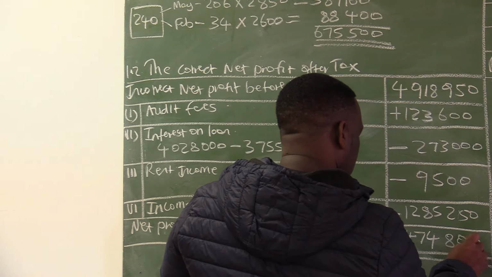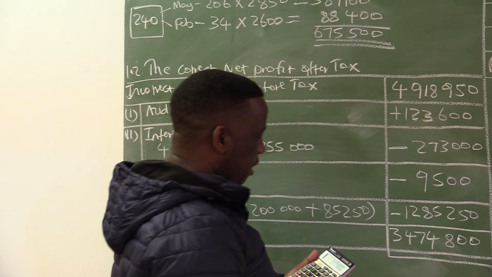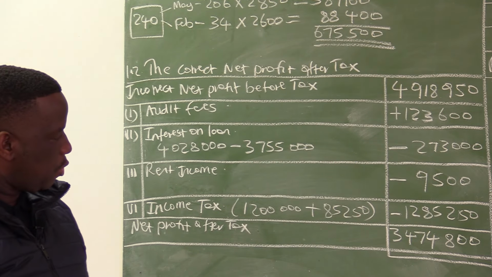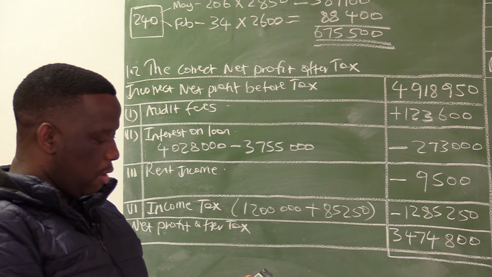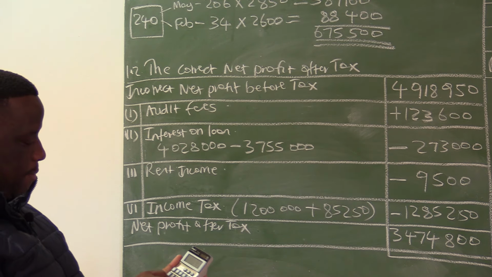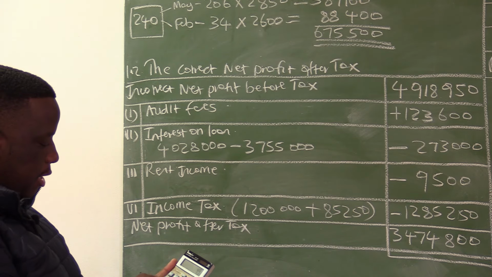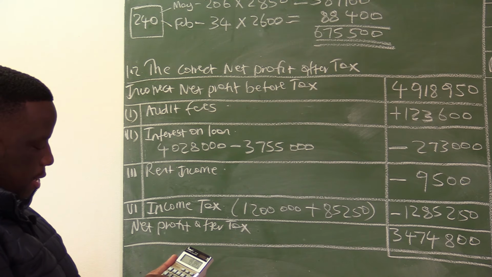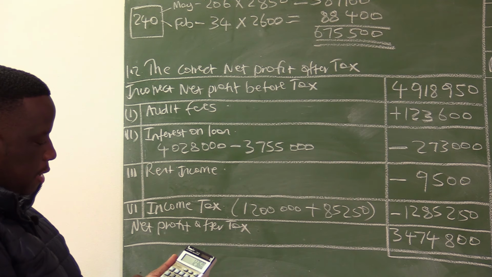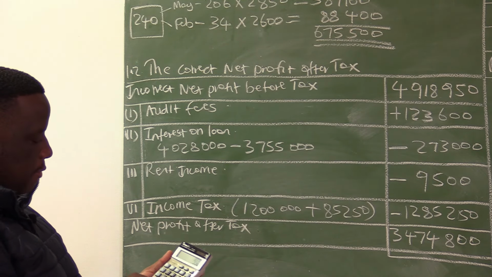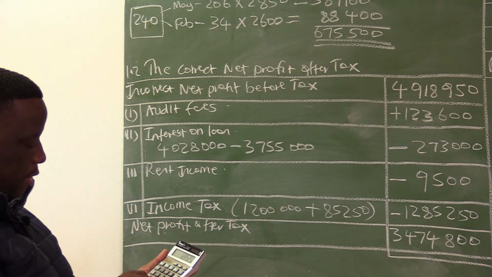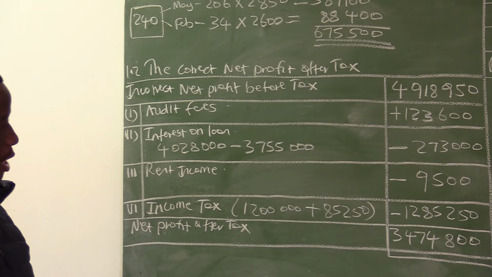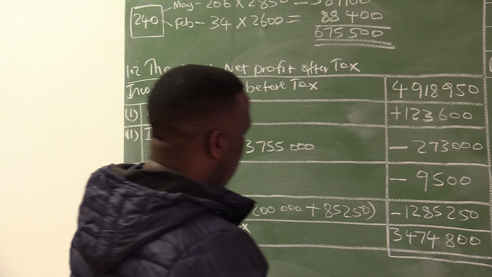We are doing our level best to ensure that the calculations are 100% correct when we are adding the total. But please make sure that you are also using your calculator to double check. If I may double check again, 4,918,950 plus 123,600 minus 273,000 minus 9,500 minus 1,285,250. That is 3,474,800. That is our net profit after tax.